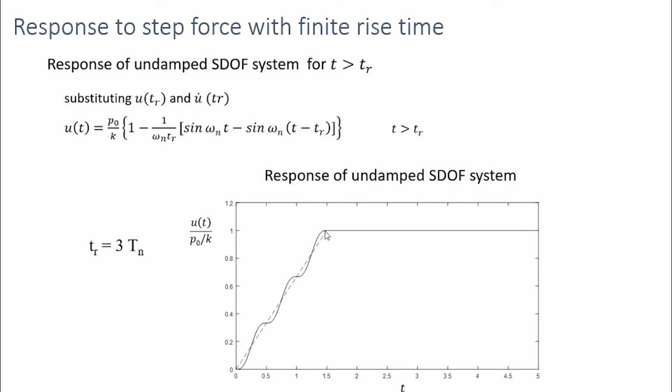Because at this point, this curve has a flat slope. The slope of this curve at this point is 0. So that means the velocity at t is equal to Tr is 0. So when the velocity is 0, in that case, there's no oscillation beyond the rise time. So the force is constant here and the response is also constant.